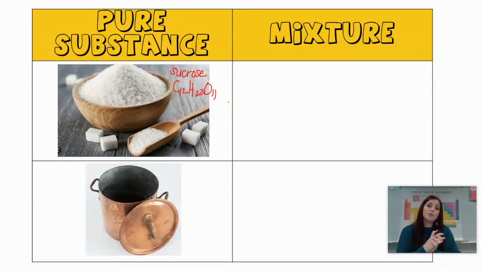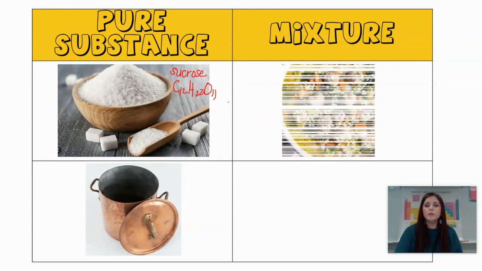Another example of a pure substance would be a copper pot. The only thing is it has to be 100% copper. So in that particular pot, every atom is exactly the same. It's all made up of copper. That would be what we call a pure substance. Every particle is exactly the same.